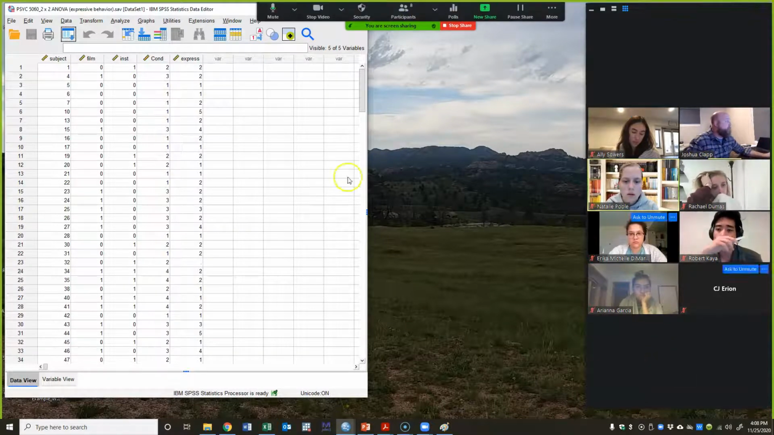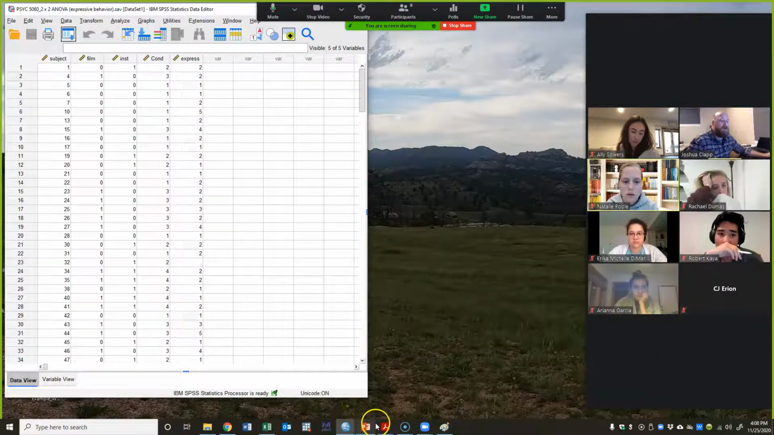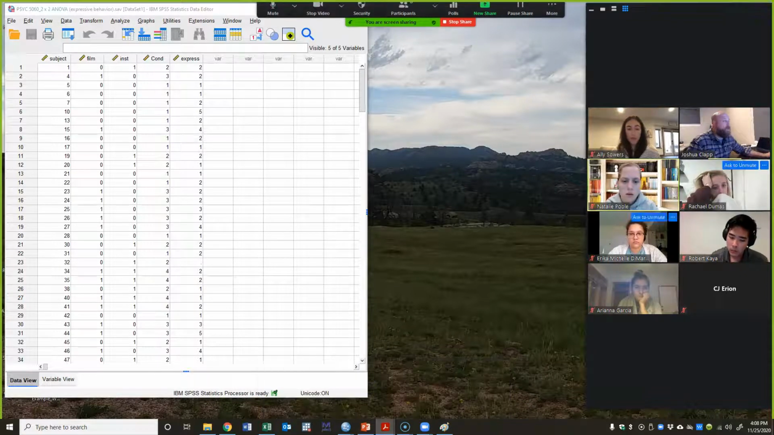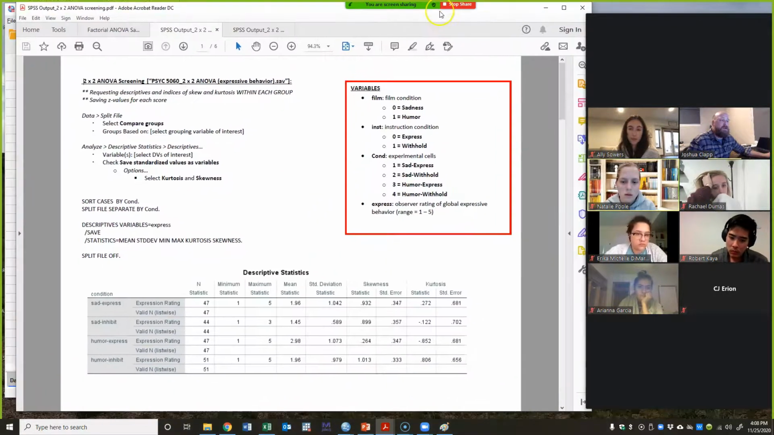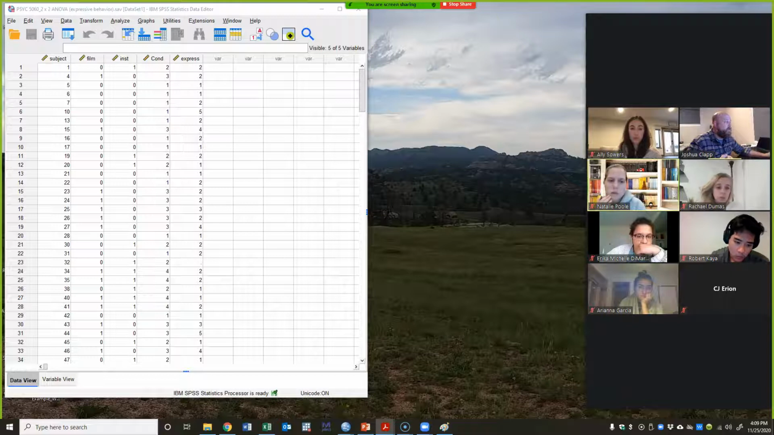Okay, and so what we're going to do here is pull up the worksheet that we'll go through. We're going to start by screening these data to give you a feel for how we might approach this. As we're working through this, you can follow along on your 2x2 ANOVA screening worksheet as we're setting things up. Okay.